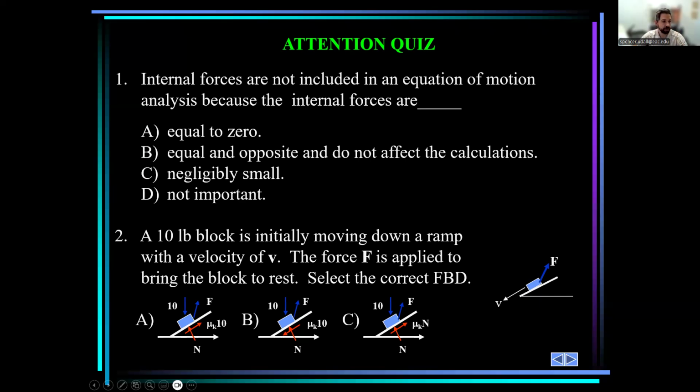Okay, we'll pause it there and come back and actually solve now. Now that we've drawn our two diagrams, we can start solving for the unknowns.